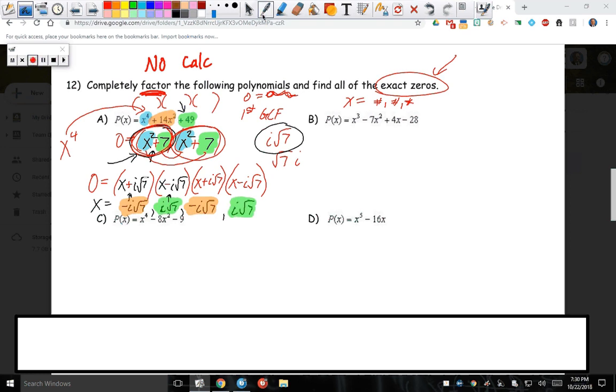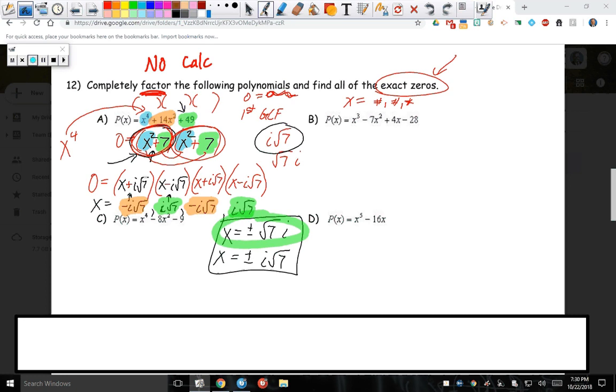So you could, if you want, just put x is equal to plus or minus root 7i, or plus or minus i root 7. And that'll account for all 4 of them. So all 4 of them could be right here. Okay, now let's go to B.